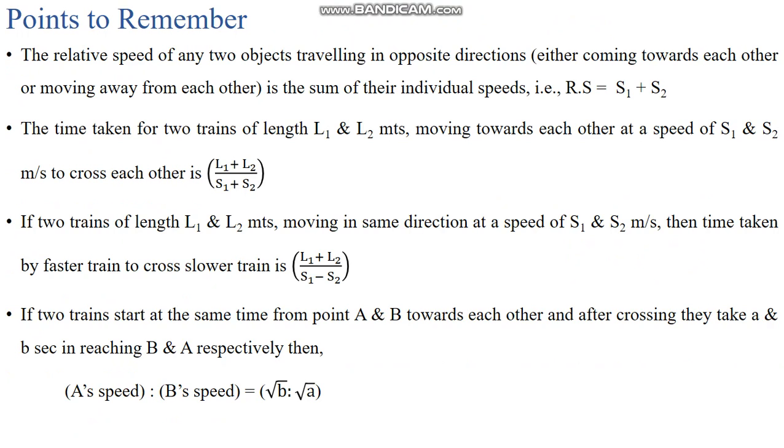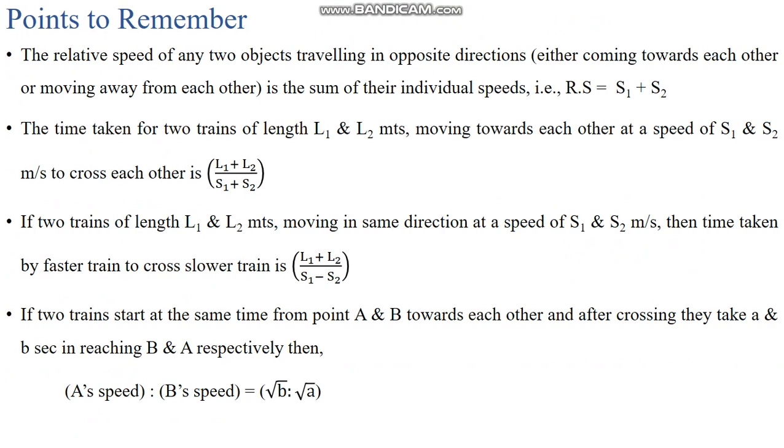The time taken for two trains of lengths L1 and L2 meters moving towards each other at speeds of s1 and s2 meter per second to cross each other is given by L1 plus L2 divided by s1 plus s2. If two trains of lengths L1 and L2 meters are moving in the same direction at speeds of s1 and s2 meter per second, then the time taken by the faster train to cross the slower train is given by L1 plus L2 divided by s1 minus s2.